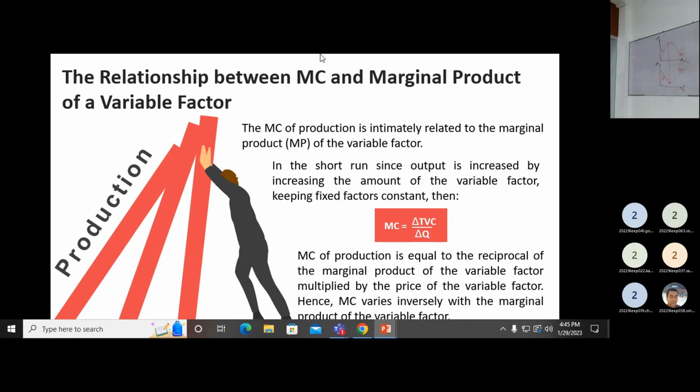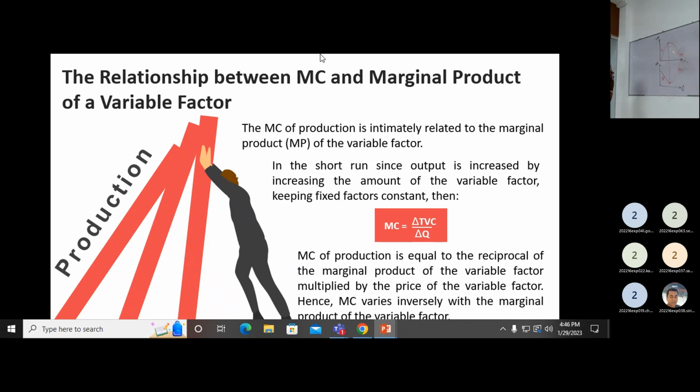Accordingly, marginal cost varies inversely with the marginal product of the variable factor. So this is the marginal cost and this is the marginal product. It varies inversely. Negative relationship between these two. The reciprocal of the marginal product means 1 over MP multiplied by the price. It's mathematics. Simply, better to remember there's a negative relationship between marginal product and marginal cost. Negative relationship between these two, and you need to know why it happens, as I explained.